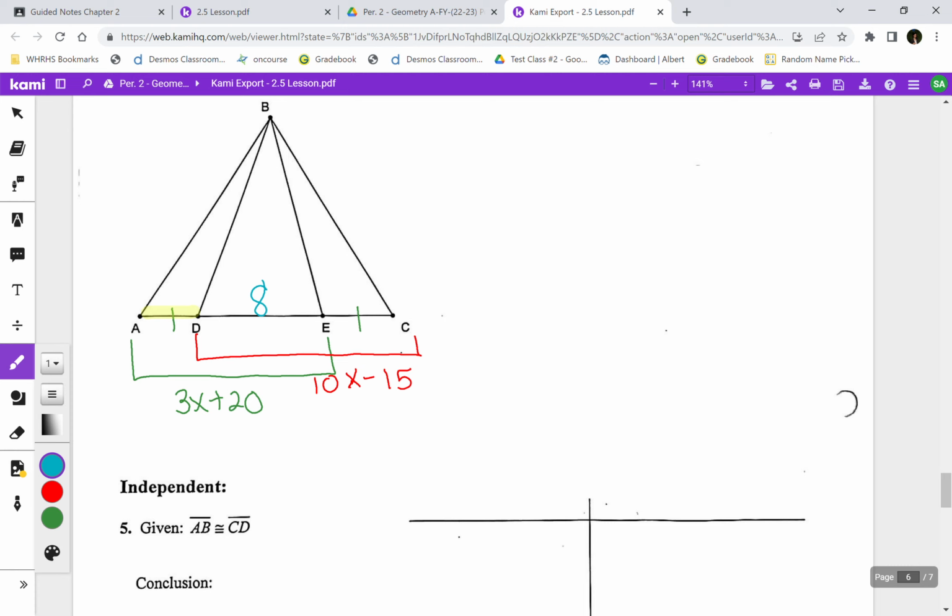Looking for a new hand. So I'm saying, how do I know? Since segment AD is congruent to segment EC, how do I know that I would be able to conclude that segment AE is congruent to segment DC? Looking at how things are marked.